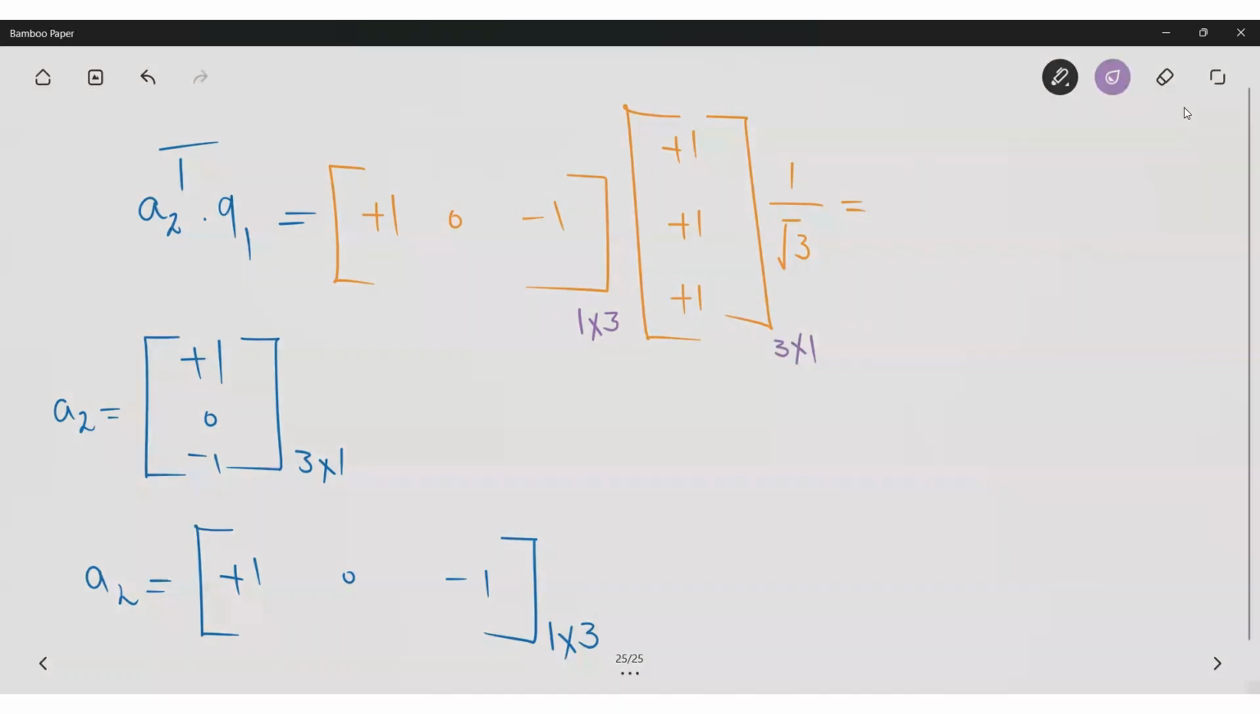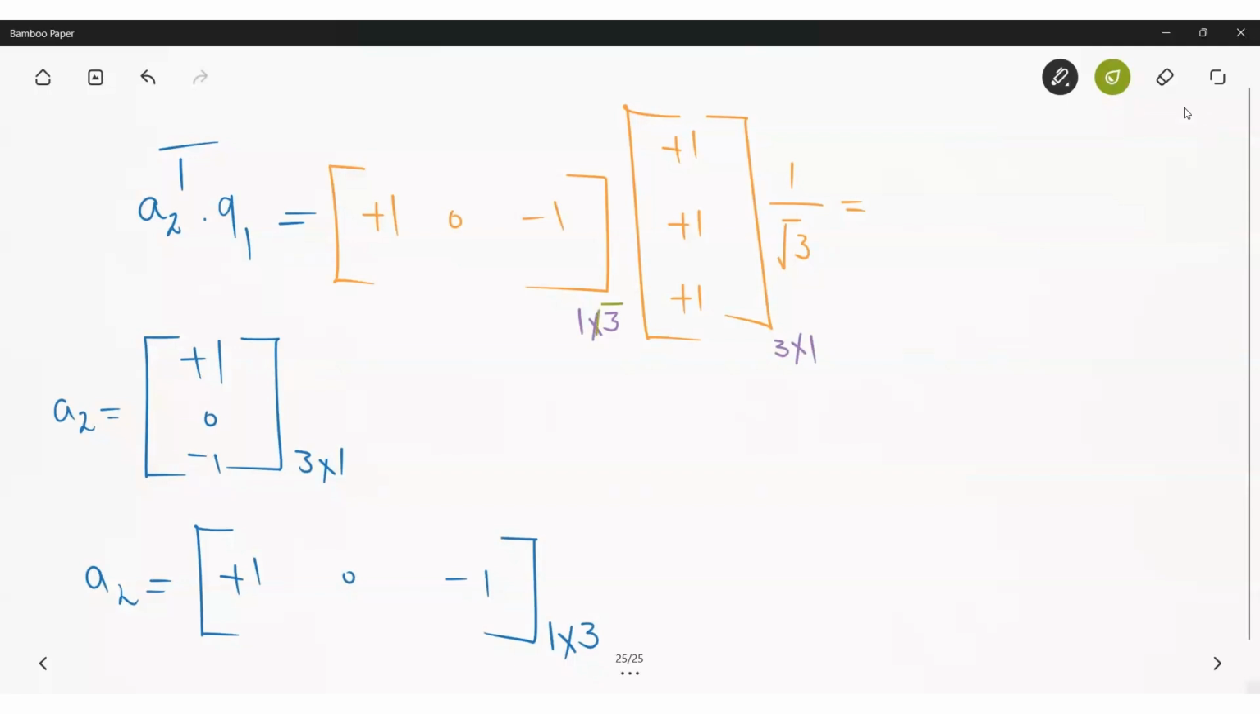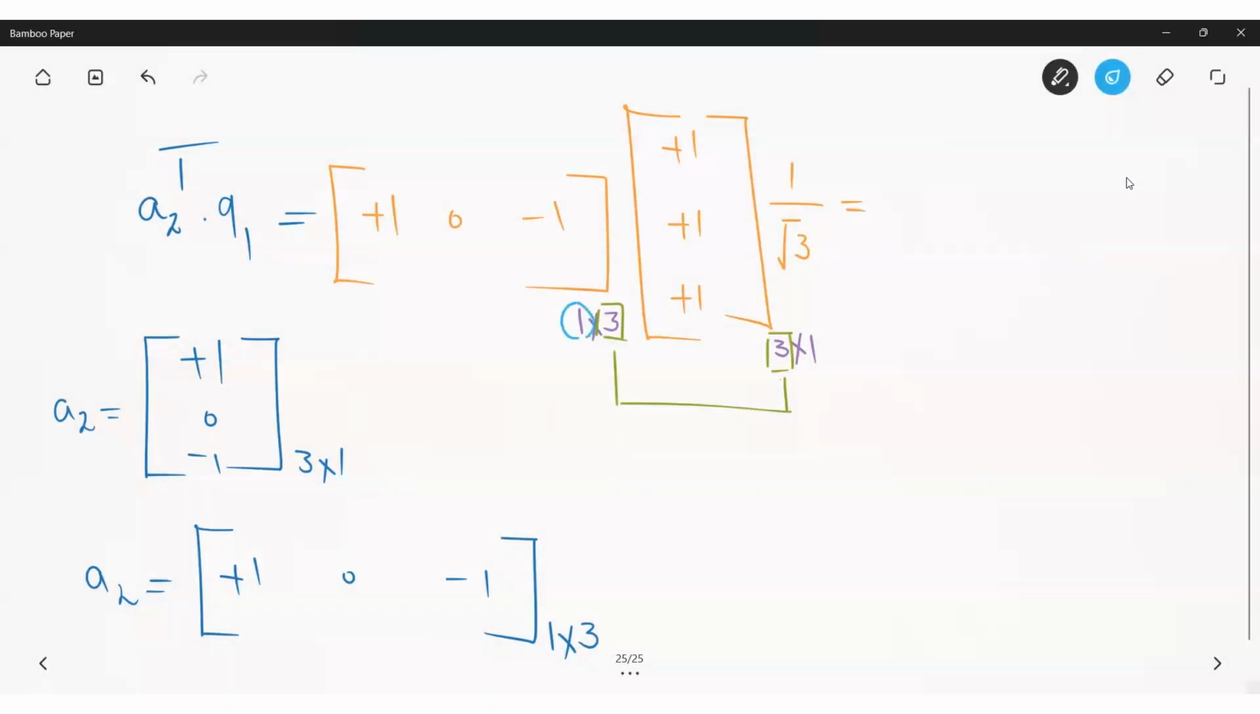Remember what we discussed before. We said that now they are compatible because of the 3 here, which makes these two compatible for multiplication. And these outer two form the resulting dimension of the matrix, which means it becomes a matrix which is 1 by 1. What is a matrix which is 1 by 1? It means that it has 1 row, 1 column. It is only one number. That's right.